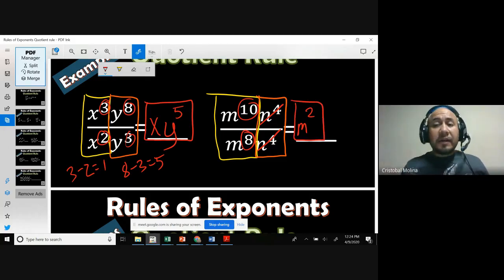So every time you have, like in this case, n to the fourth divided by n to the fourth, which is the same number with the same exponent, boom, they're reduced to 1. You take it away. You can scratch it out.